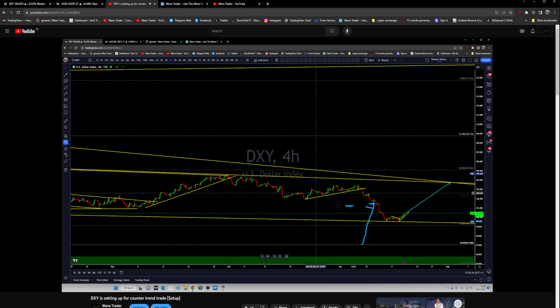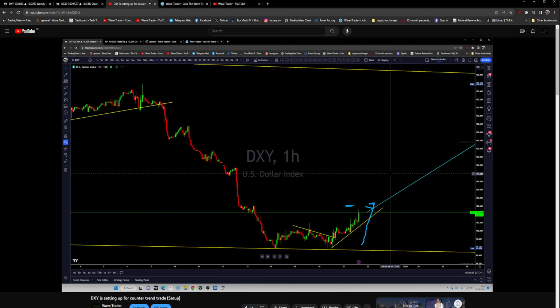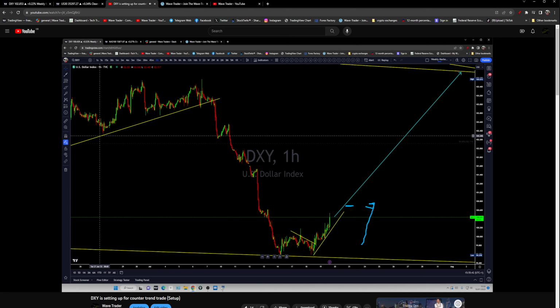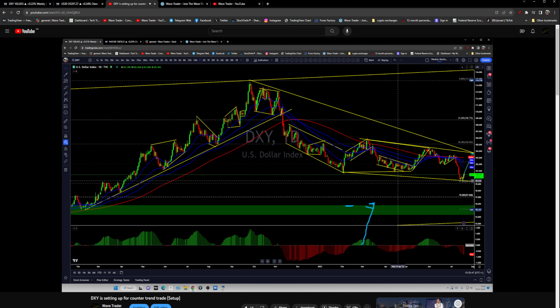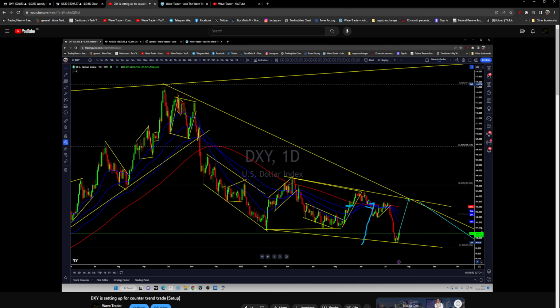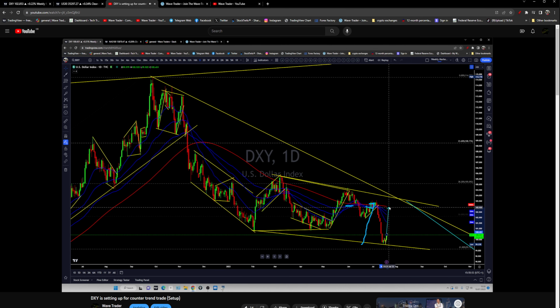So what you are simply looking for is a counter trend trade and the DXY to pull back. Let me pull out my moving averages, the daily time frame moving averages. You're looking for DXY to go back within those moving averages, within these moving averages like that.